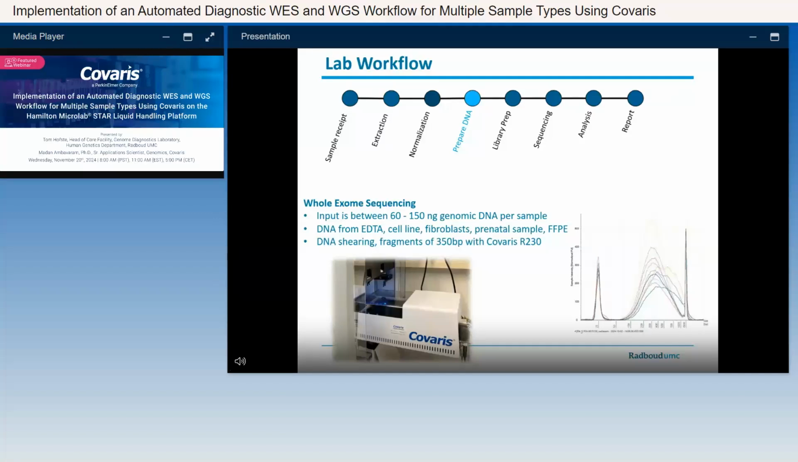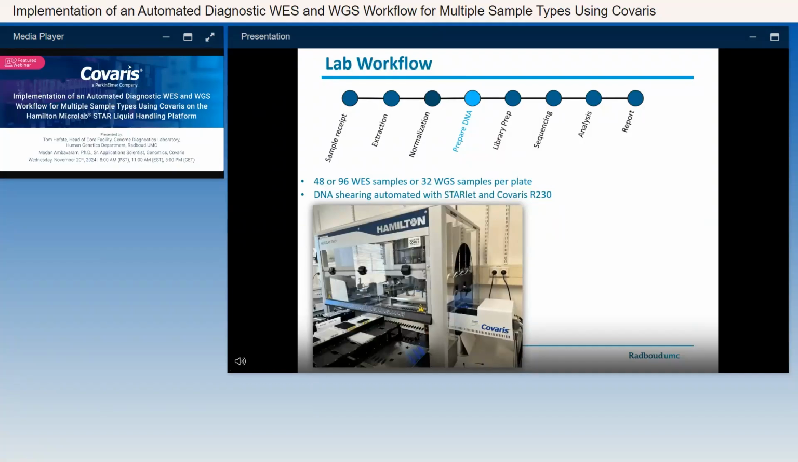And then we start with DNA shearing, and we shear on the Covaris R230. You can see the instrument here below, next to a Hamilton robot, and a small graph of a TapeStation profile, how the profile looks. And we aim for 350 base pairs for the exome workflow.